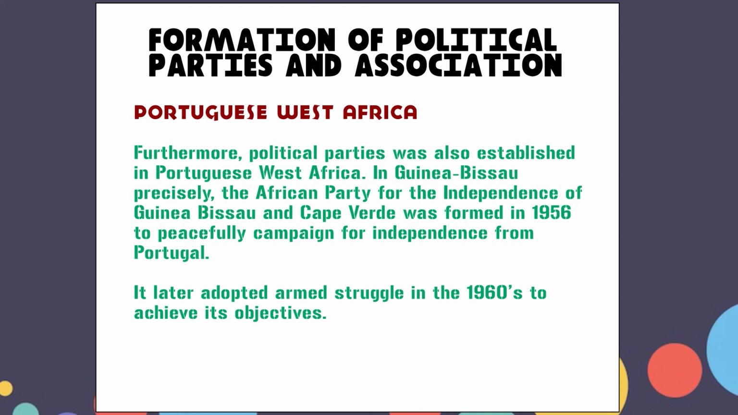like in French West Africa. It was not until 1956 that the first political party emerged in Guinea-Bissau, and this party was called the African Party for the Independence of Guinea-Bissau and Cape Verde. This party was established in 1956 to peacefully campaign for independence from Portugal. Unfortunately, this was not forthcoming, and so in the 1960s, the party adopted armed struggle with Portugal to achieve its objective, which was to gain independence from Portugal.